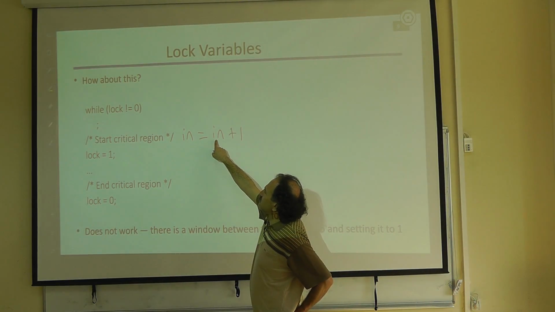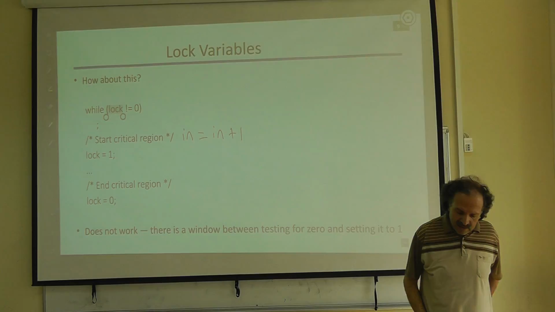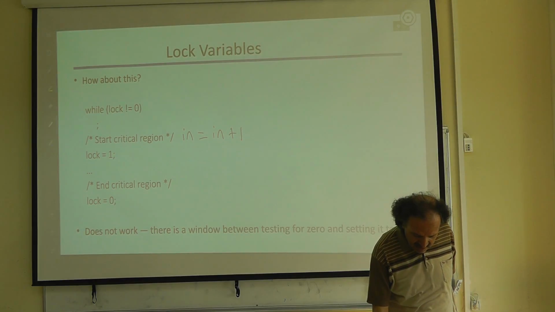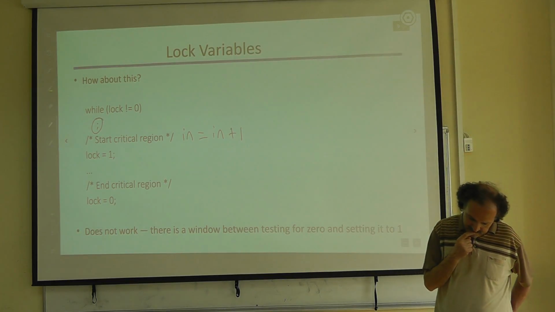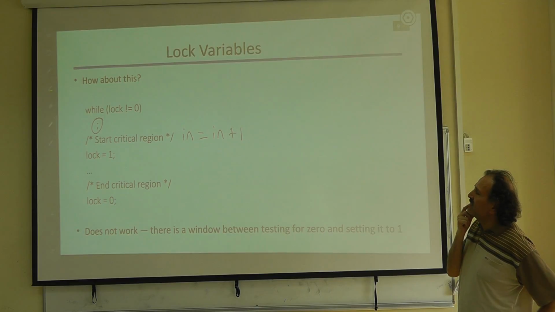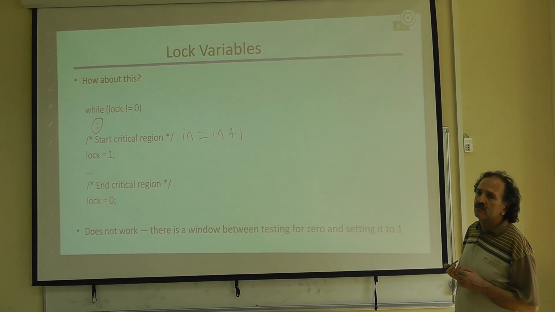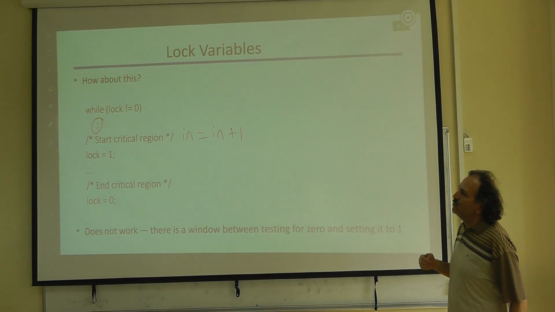In order to modify this variable, I would look at this variable named lock. There is a global variable named lock, and if lock is not 0, see this one. So what does this do? It is waiting for lock to be 0, right? If it is not 0, then it is in an infinite loop. If it is 0, that means that nobody else is using that critical region.